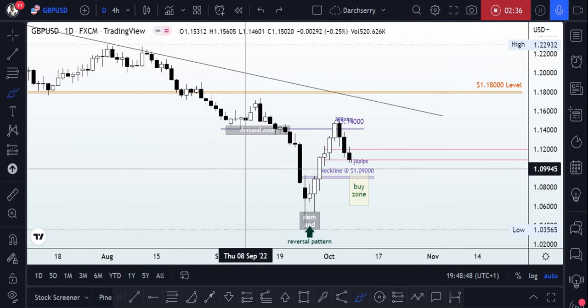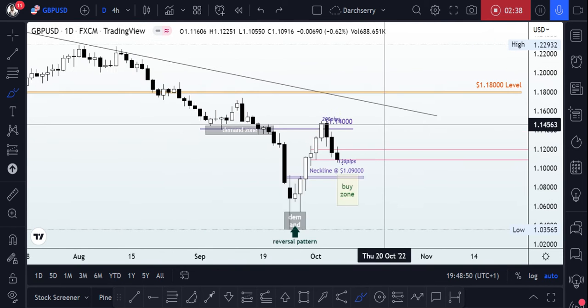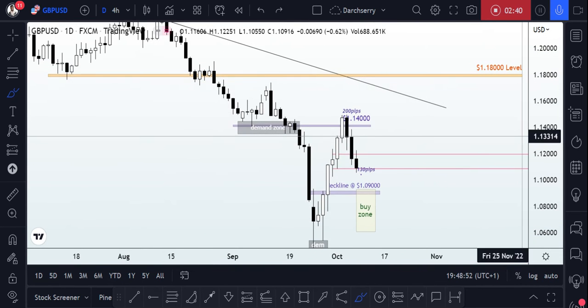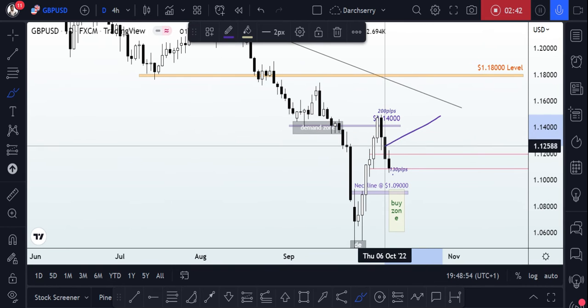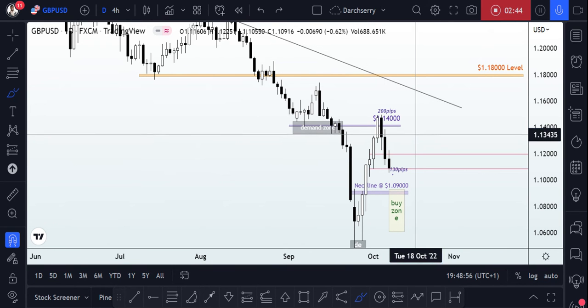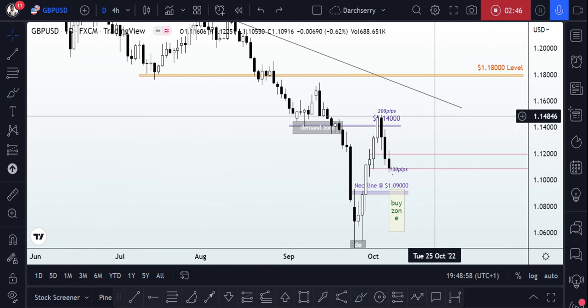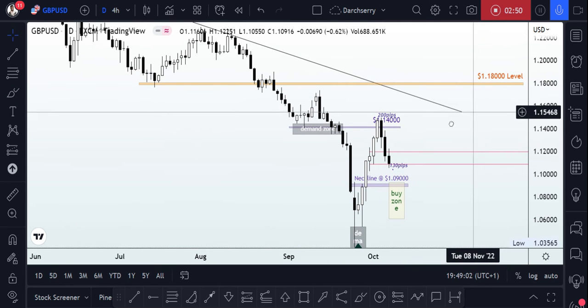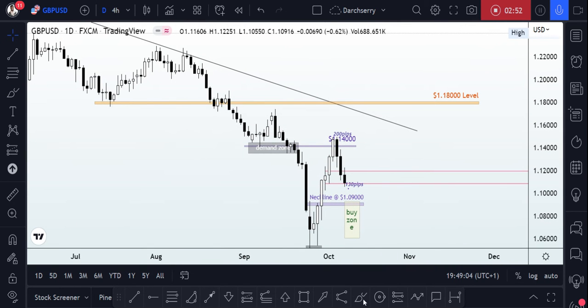Now zooming into what has been happening since the month of September, we can see that we have this very important level around the 1.1800 level. And the reason why I have that level identified is simply because of how price has respected this level since the month of June.